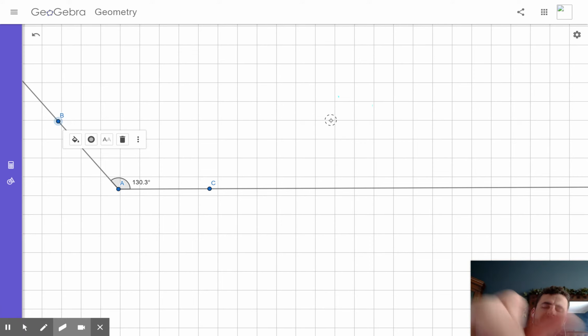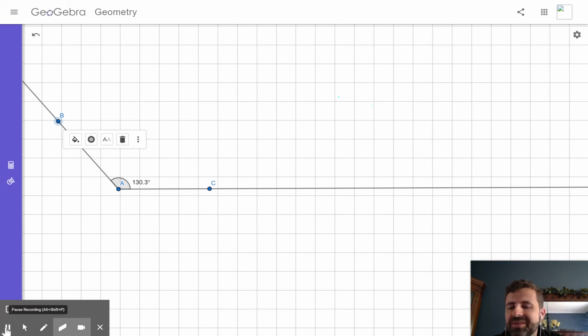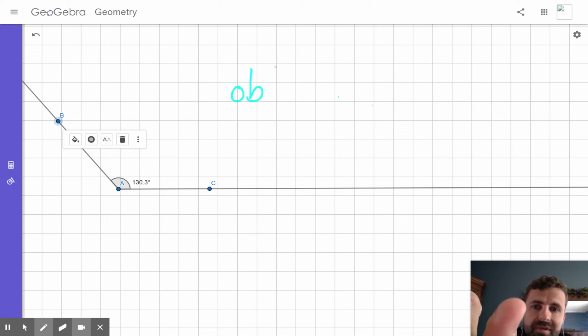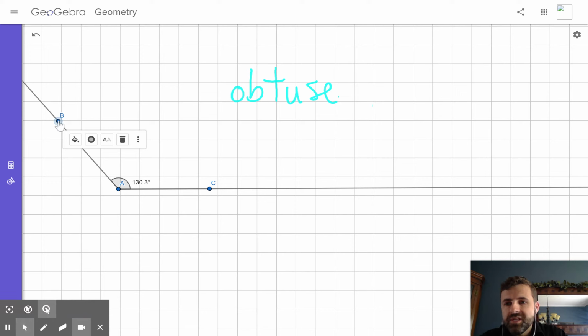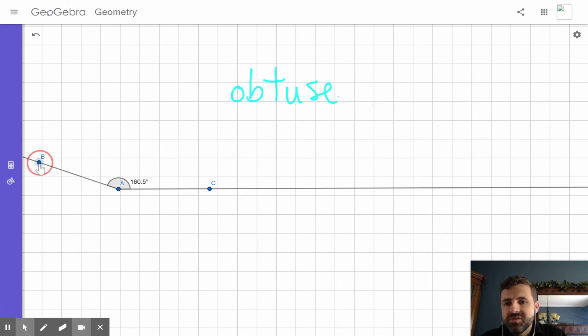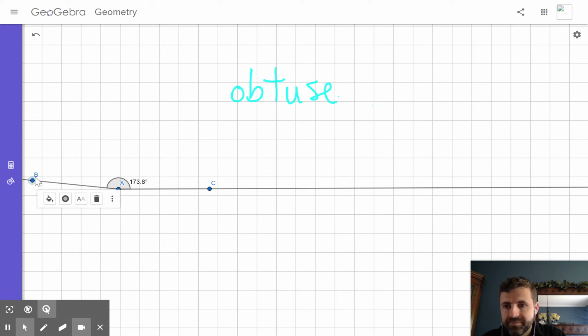We call this an obtuse angle. Trying to do too many things at once, guys. Okay, here we go. Any angle that is greater than 90 degrees is called obtuse. And so this is an obtuse angle. If I continue to move B, that's obtuse, obtuse, obtuse. All of these are considered obtuse angles.